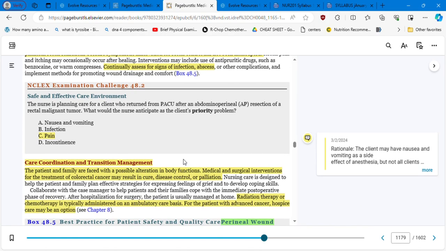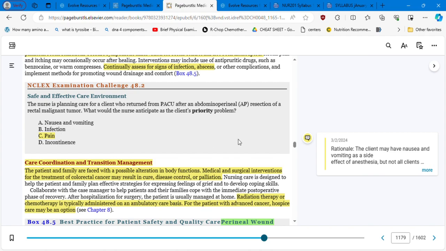Another NCLEX question. So the nurse is planning care for a client who returned from PACU after an abdominal perineal resection of a rectal malignant tumor. What would the nurse anticipate as the patient's priority problem? And the answer is not vomiting, it's not infection, it's not incontinence.